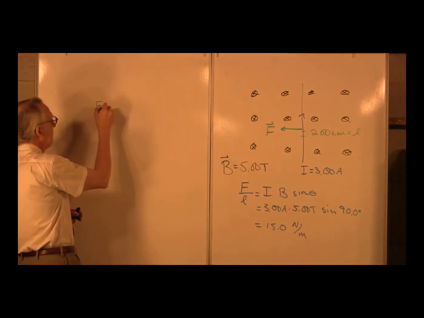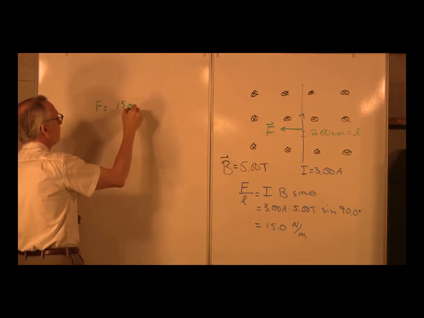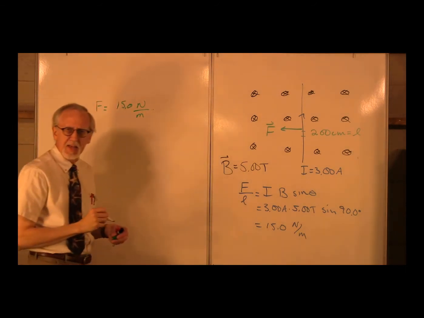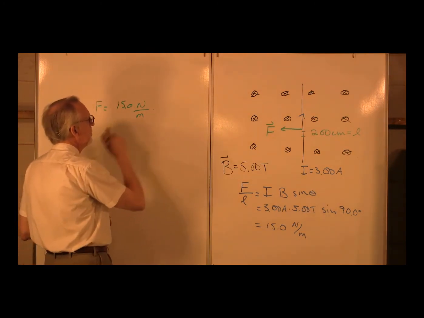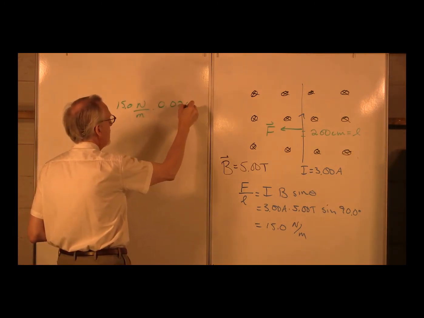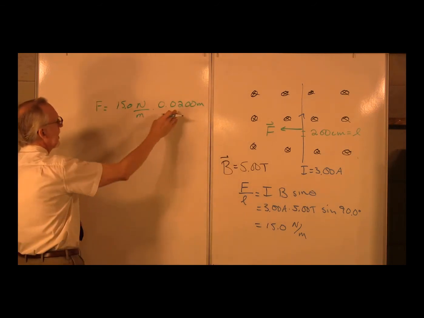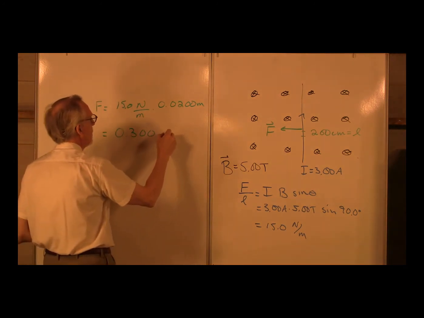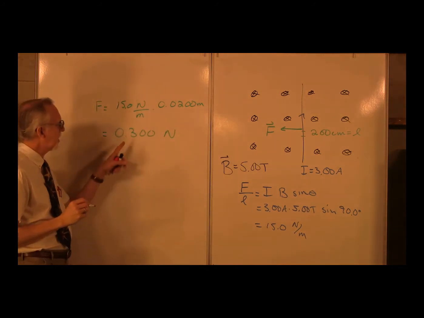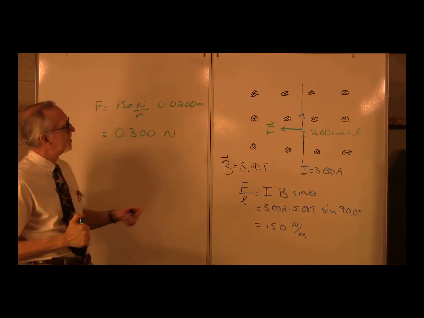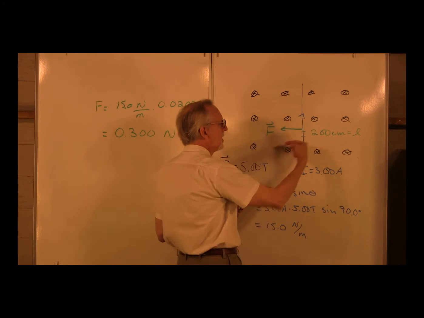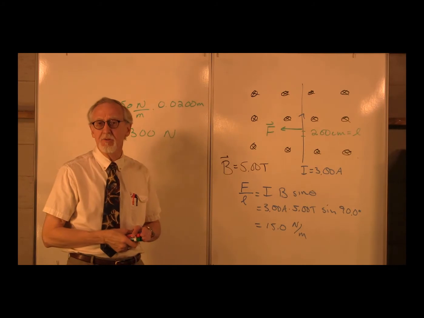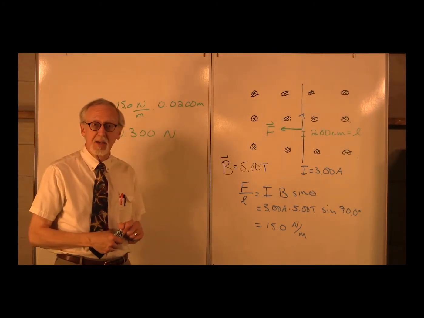So the force will be 15.0 newtons per meter times the length. We need to convert that length to meters if we want to cancel out the units. So we have 0.0200 meters. What do we get? Multiply and we get 0.300 newtons. There we go. Very, very good. So that is the force, 0.300 newtons, that's acting on our little section here, and it's going to be pushed to the left. Excellent. Let's take a look at another example, something a little bit more complicated.